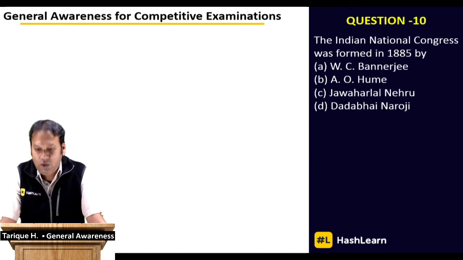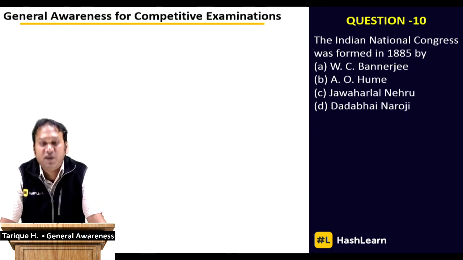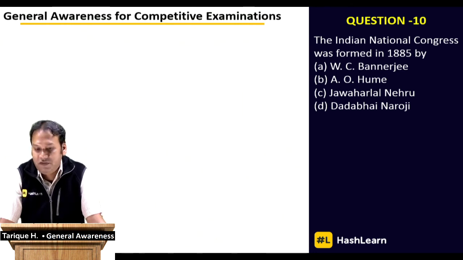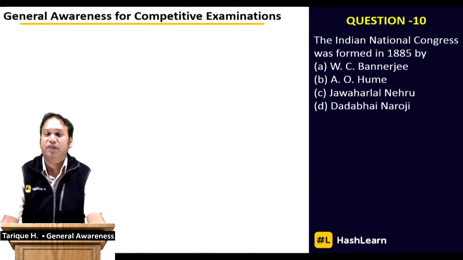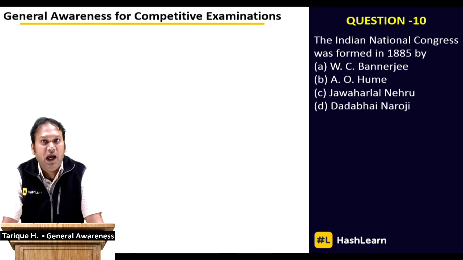Just now we have seen in question number 8 that the Indian National Congress was formed in 1885. So here in question 10 we are again referring to that date. The Indian National Congress was formed in 1885 by which of the following persons? Now look at the names of the persons. We have W.C. Banerjee, A.O. Hume, Jawaharlal Nehru, and Dadabhai Naoroji. If you have done even a basic study of history in your school and remember something, I am sure that you will be able to give the answer to this question.